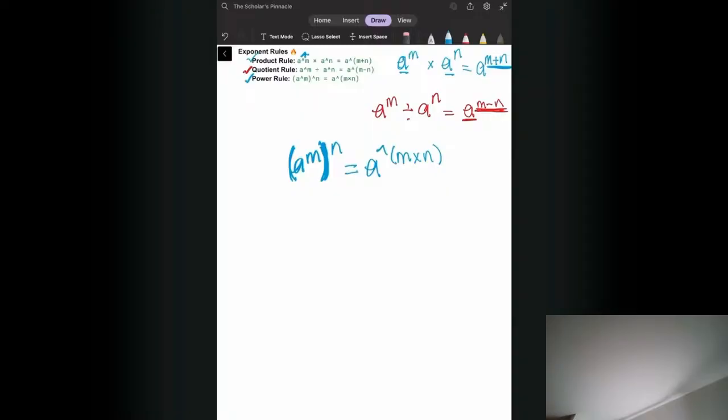Quick fact. Did you know that 2 raised to the power of 10 is equal to 1024? That's why computers use binary format, powers of 2.